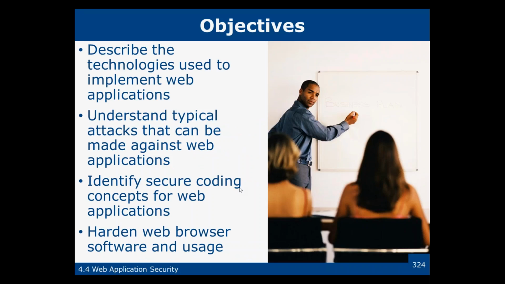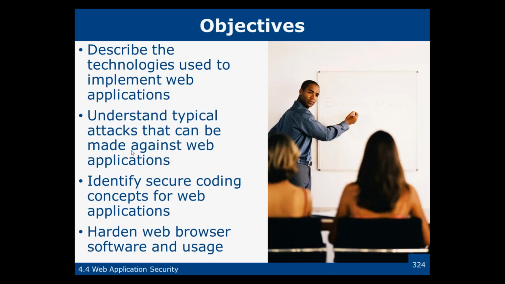The objectives for tonight: describe the technologies used to implement web applications. We weren't satisfied with just having web pages. We had to make them fancy, and when we made them fancy, we made them more attackable. Anytime that you add a bunch of stuff to a machine, stuff being a good technical term, you're going to increase the attack surface. When you increase the attack surface, you have a better chance of being compromised.